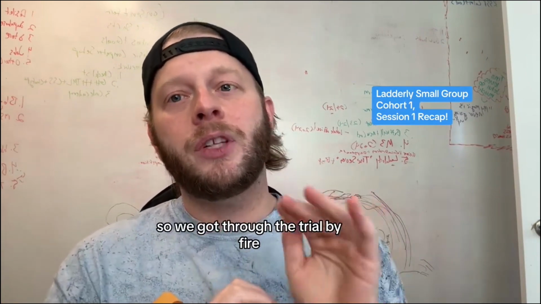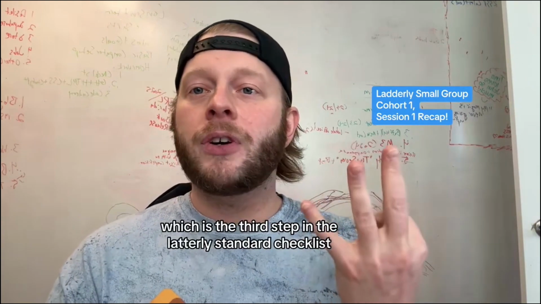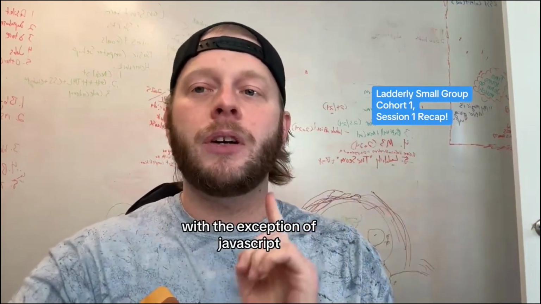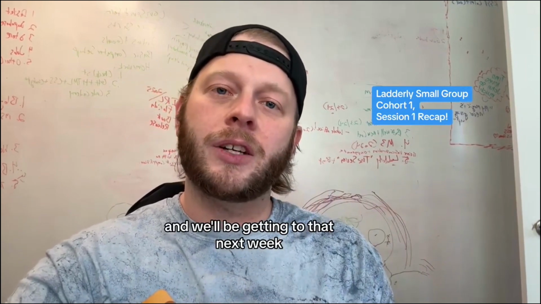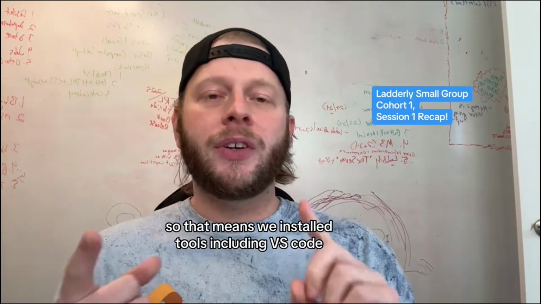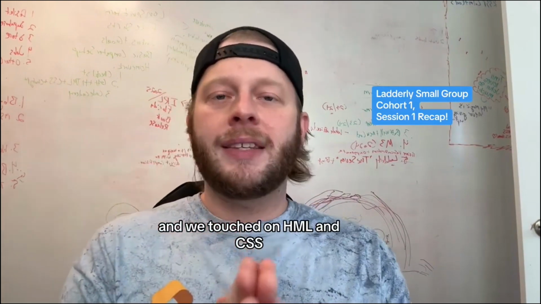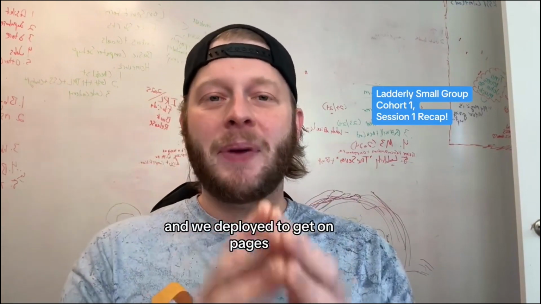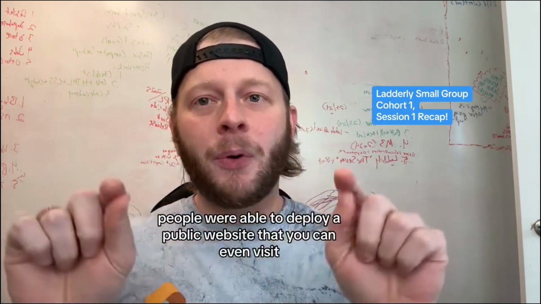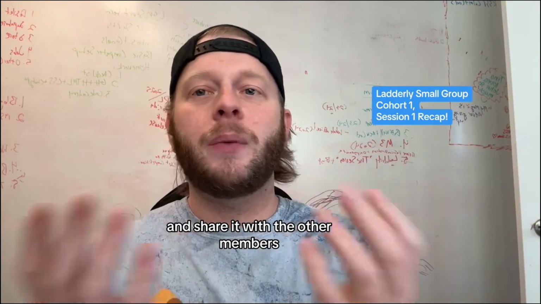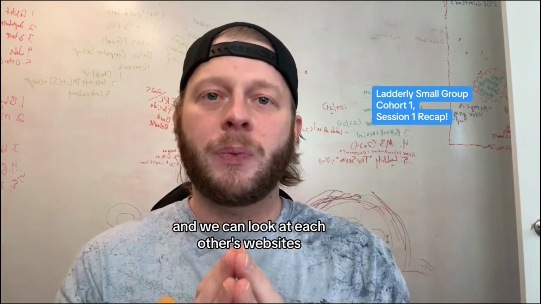So we got through the trial by fire, which is the 3rd step in the Laterally standard checklist, and we got through it with the exception of JavaScript, and we'll be getting to that next week. So that means we installed tools, including VS Code, Git, and Node, and we touched on HTML and CSS, and we deployed to GitHub Pages. So within an hour, people were able to deploy a public website that you can even visit and share with the other members, and we could look at each other's websites.